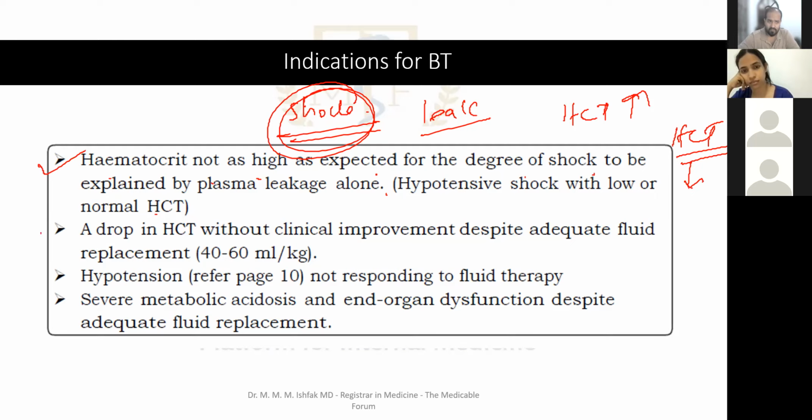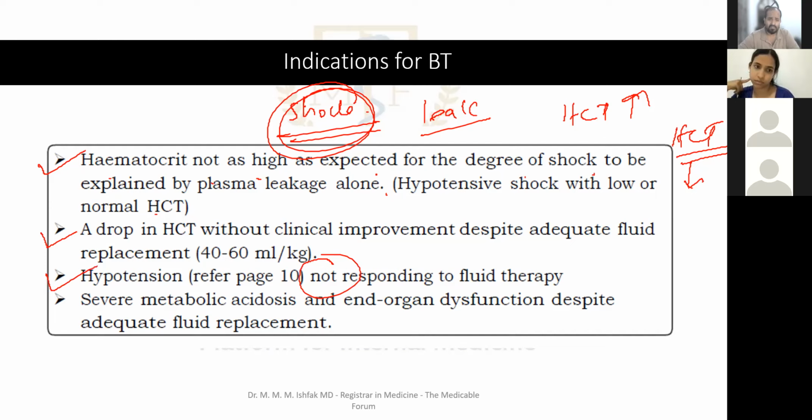I've told this before. A drop in hematocrit without clinical improvement. A drop in hematocrit with clinical improvement, you are happy, the patient is recovering. But a drop with deterioration means there is bleeding. Hypotension not responding to fluid therapy means definitely there is some component aiding the shock, which is bleeding.